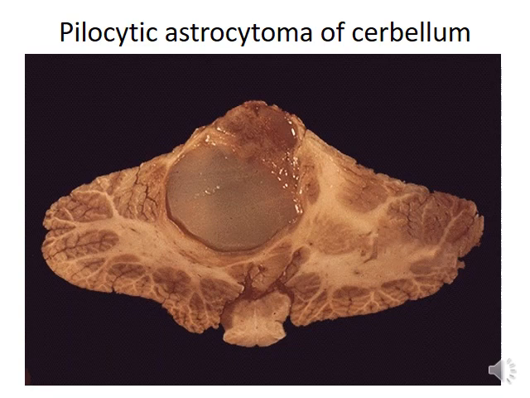Macroscopic picture of pilocytic astrocytoma of the cerebellum. It's an astrocytic tumor, WHO grade 1. It's a well-circumscribed mass with mucoid or cystic cut section and having a mural nodule. Here it arises from the cerebellum.